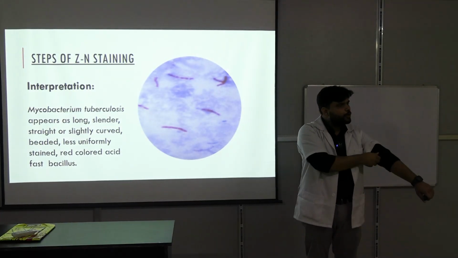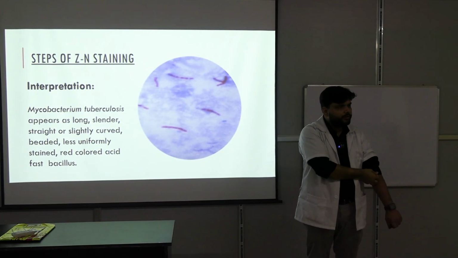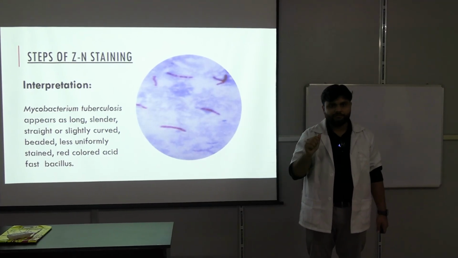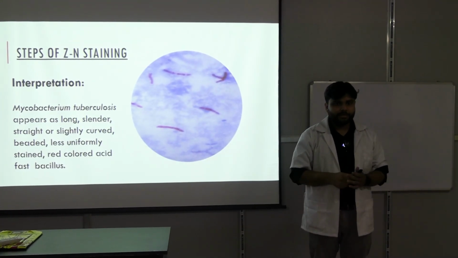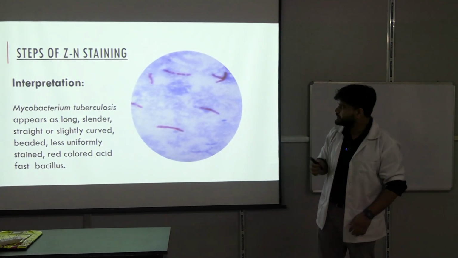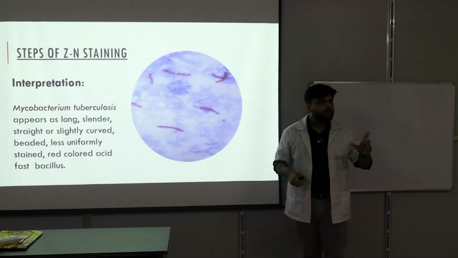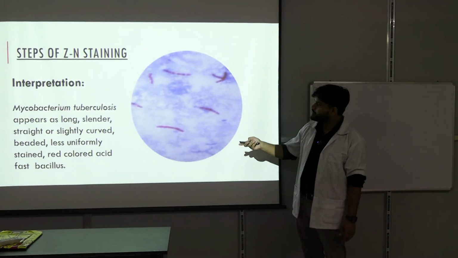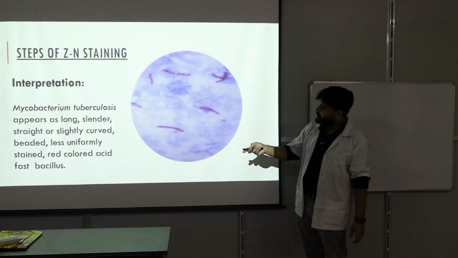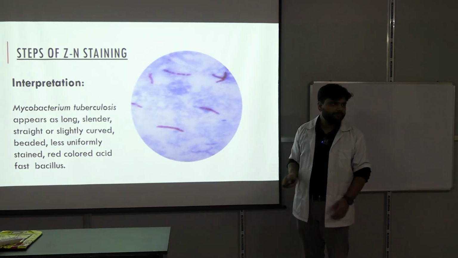Do you remember in the growth curve, in which phase do we see gram variability? Stationary phase, okay? So gram variability is also like less uniformly stained. So this is less uniformly stained, red colored acid-fast bacilli.